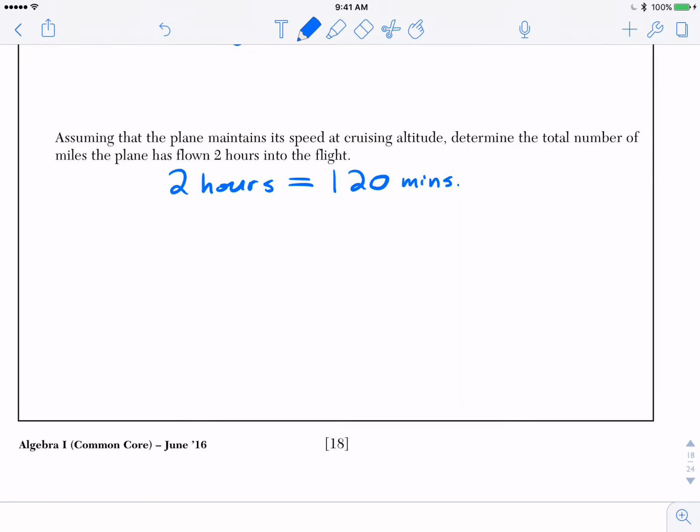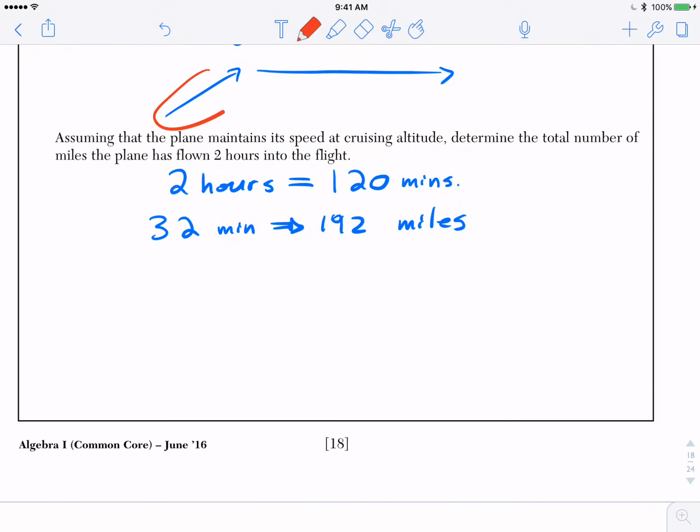Okay, so right away we know that it took 32 minutes for it to go 192 miles. It didn't give us any information about when the plane was initially taking off, like reaching that cruising altitude. We don't know that big beginning component, but we know it took 32 minutes and it went 192 miles. So we're going to take away 32 from our 120 because we weren't going 2 straight hours at cruising altitude. It took us 32 minutes to reach that. So that's going to give us 88. So in other words, we're at full cruising altitude for 88 minutes.